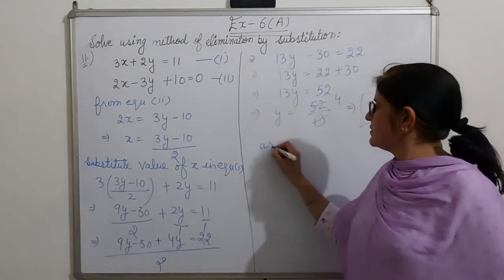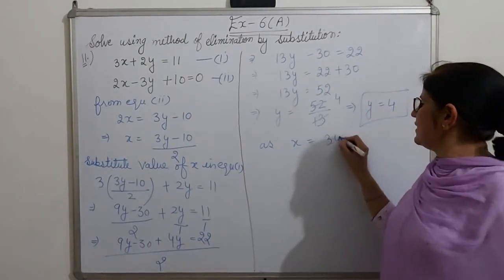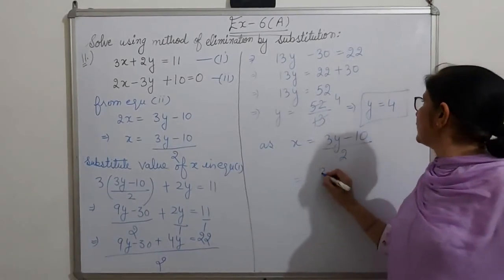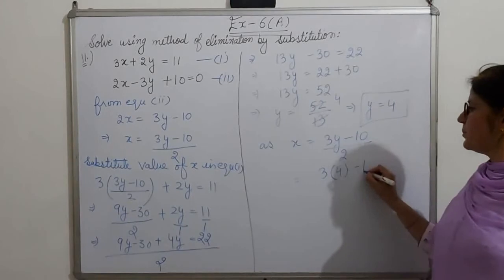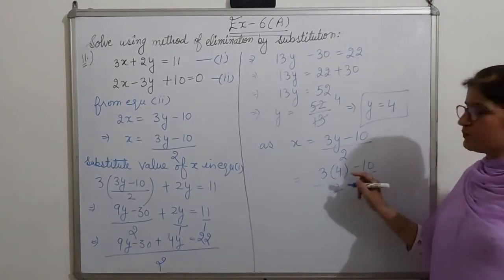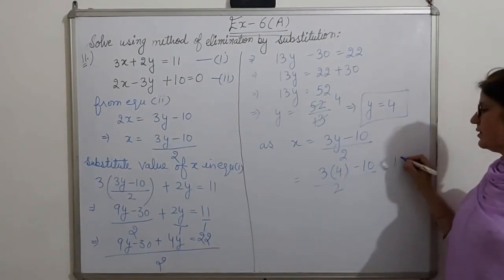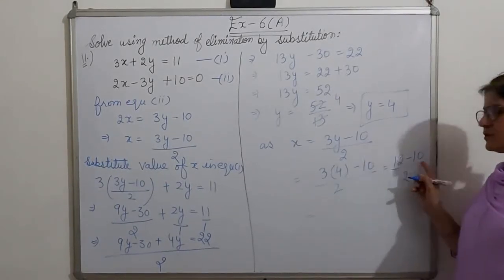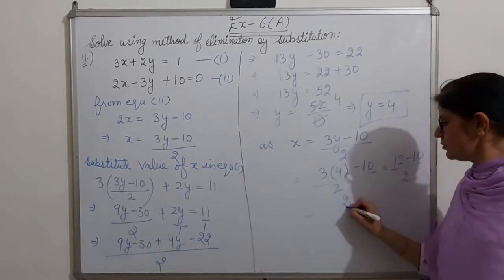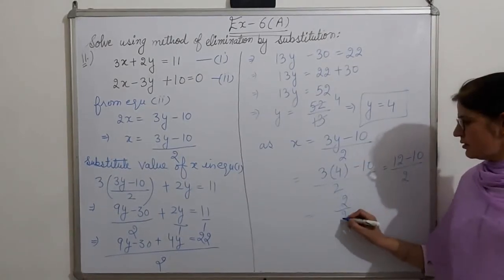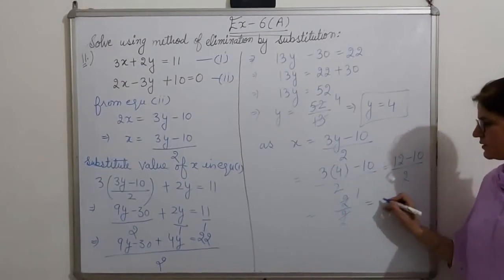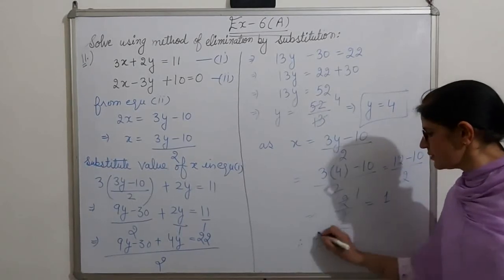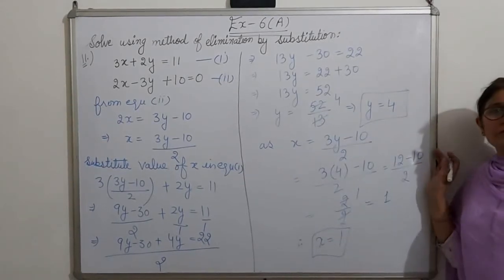So x is (3y minus 10) over 2. 3 into 4 minus 10 over 2. 3 fours are 12, minus 10 over 2. What will come? 12 minus 10 is 2, over 2. 2 is cancelled. So 1. Therefore, the value of x is 1. And this is the solution.